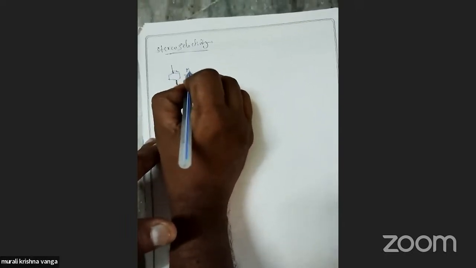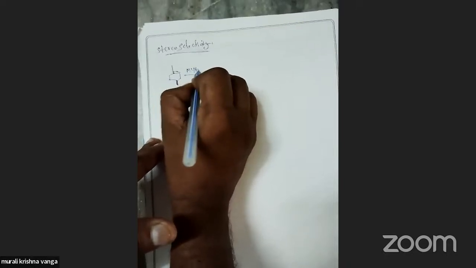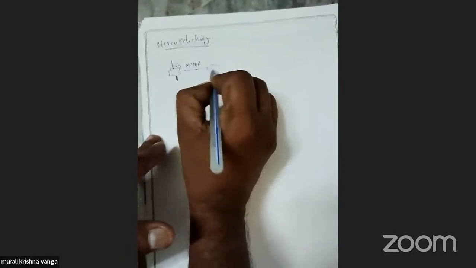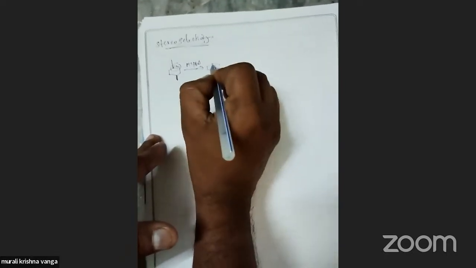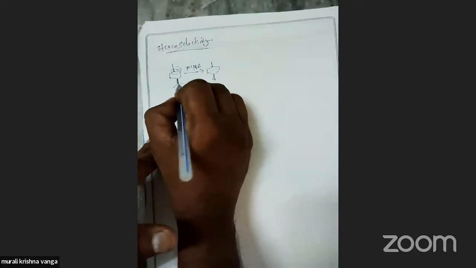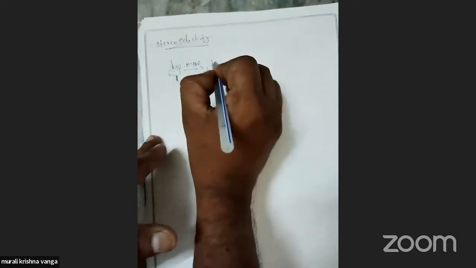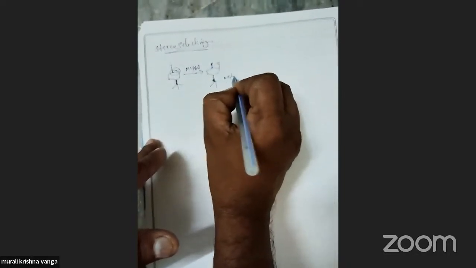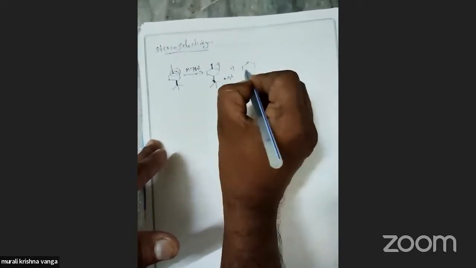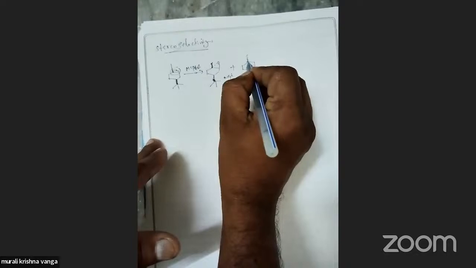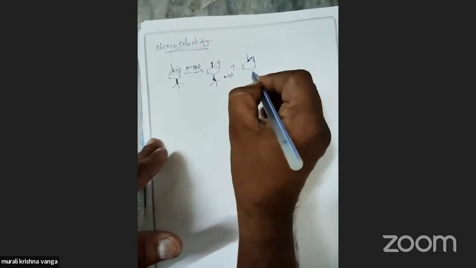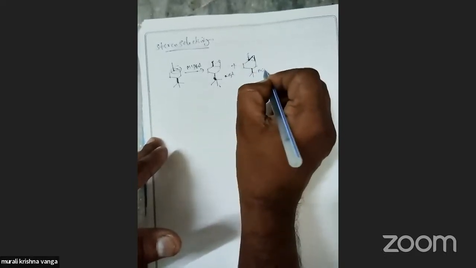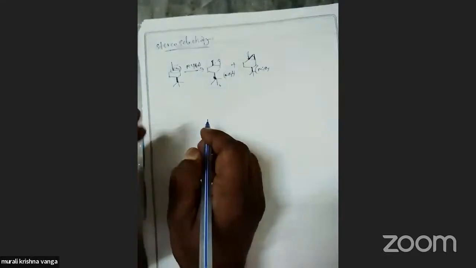When this compound undergoes epoxidation with metachloroperbenzoic acid, epoxidation takes place at this double bond from the alpha side only, because here a bulky methyl group is there, and a bulky tertiary butyl group is there. Therefore, epoxidation takes place from the alpha side only. This is the major and this is the minor. Okay, this is one example for stereoselectivity.